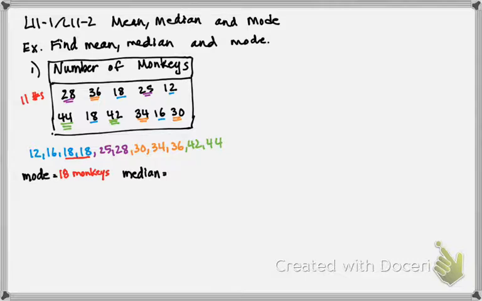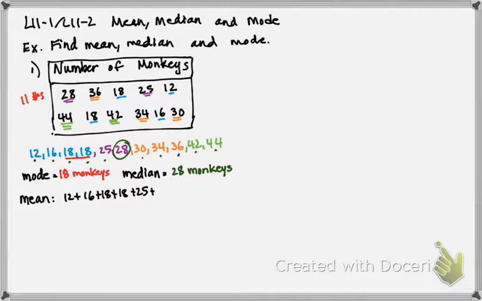Okay, for median, because I have 11 numbers, if I work my way in from both ends, I end up with one number in the middle. And so that would be 28 monkeys. Now, I would say that seems more representative of from 12 to 44. I like that. But now we're going to have to do the biggie, and that's going to be the mean. The mean says we're going to take all 11 numbers, add them up, and then divide by 11.